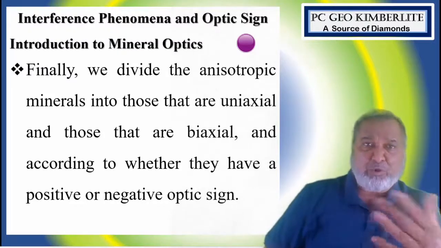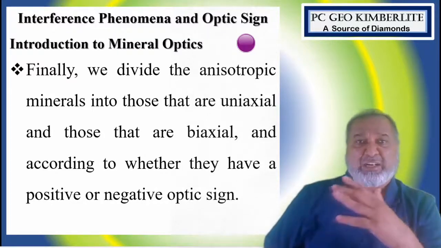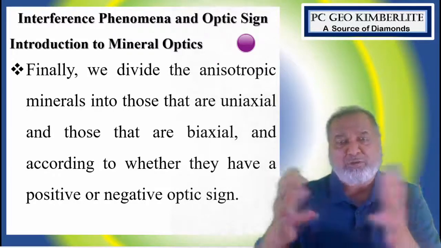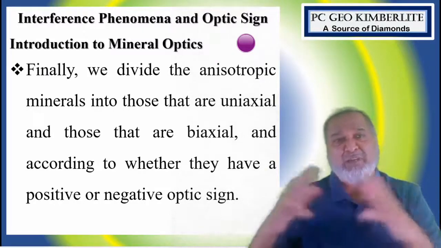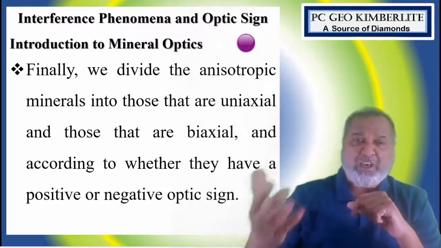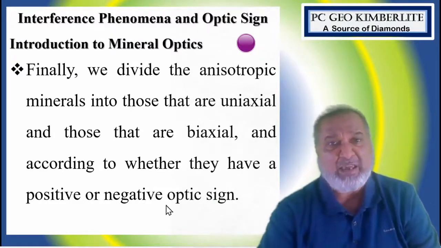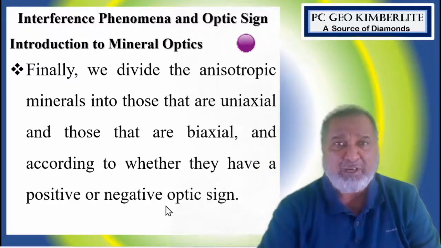Finally, we divide anisotropic minerals into those that are uniaxial and biaxial. Once you get an anisotropic mineral, we broadly categorize them into uniaxial and biaxial, according to whether they have a positive or negative sign also.